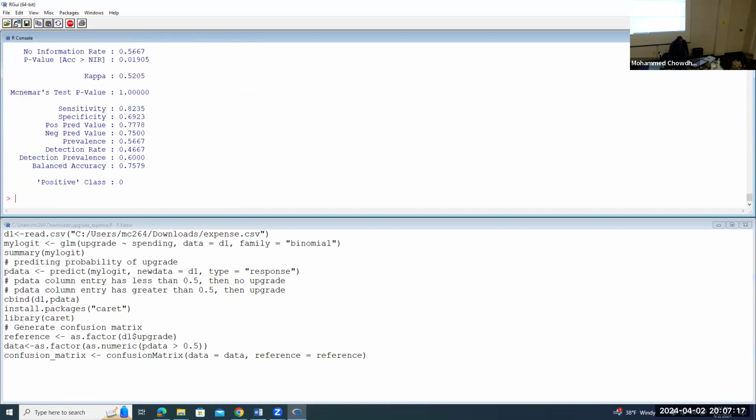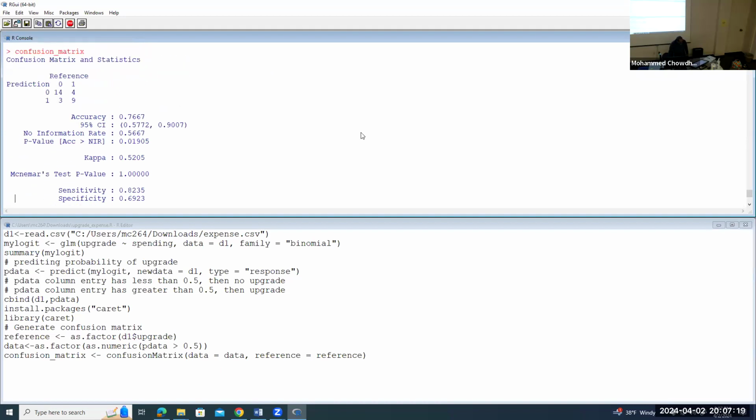Now take a look. Are you seeing the confusion matrix? Reference, prediction. Reference 0 and 1 means original. And prediction 0 and 1 means the predicted values. In that way, there was originally 17 no upgrade, and there are 9 upgrade originally.